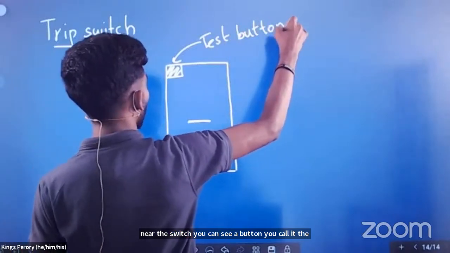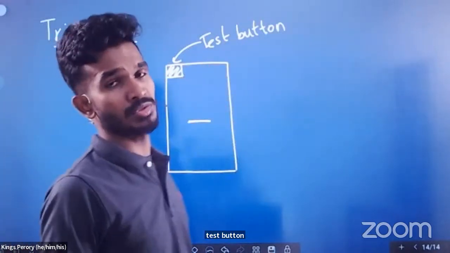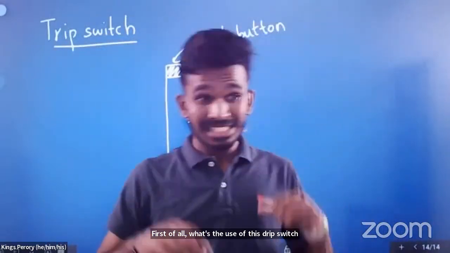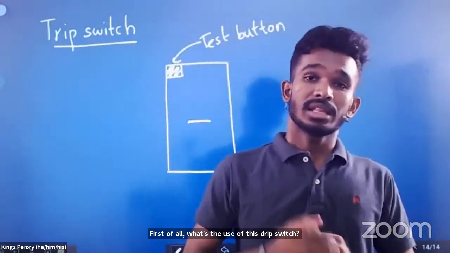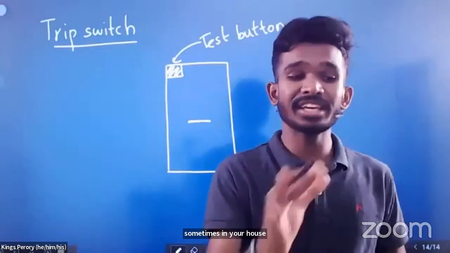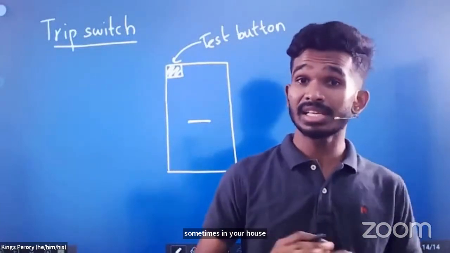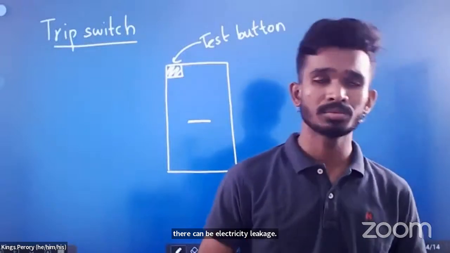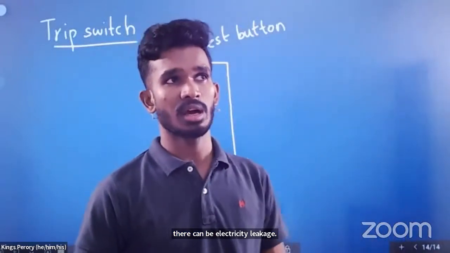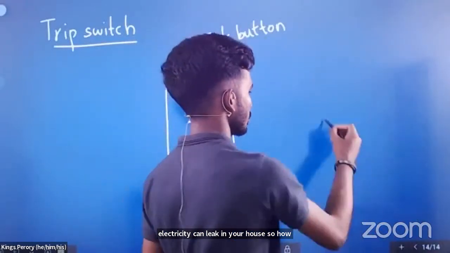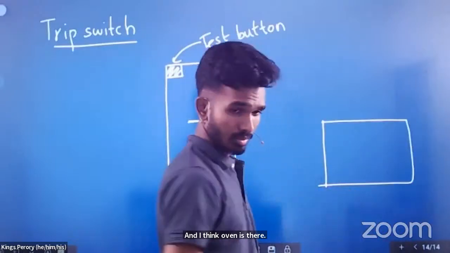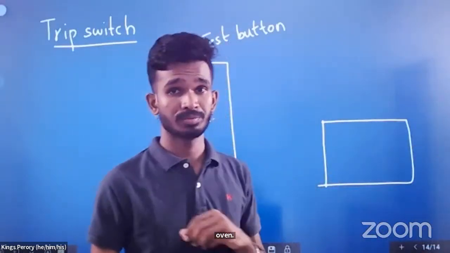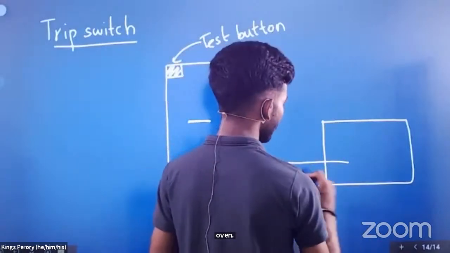First of all, what's the use of this trip switch? Sometimes in your house, there can be electricity leakage. Electricity can leak in your house. So how? Let's take an oven. The oven has a metal cover, no? Inside that, the wires are there.